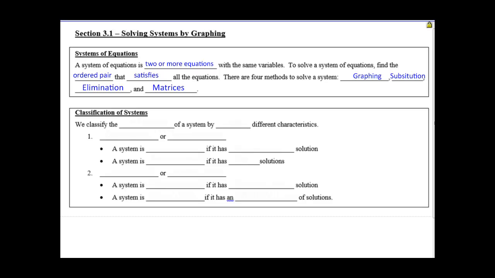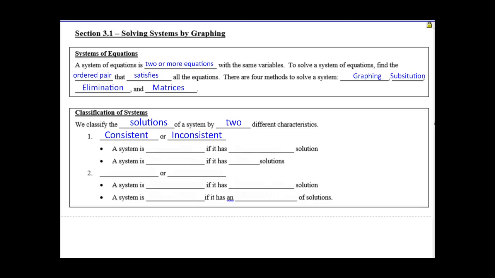So the first thing we have to understand is we need to classify systems. We classify the solutions of a system by 2 different characteristics. The first one, we need to know, does it have a solution or does it not have a solution? Do the lines intersect? Do they not intersect? So we look at it as consistent and inconsistent.